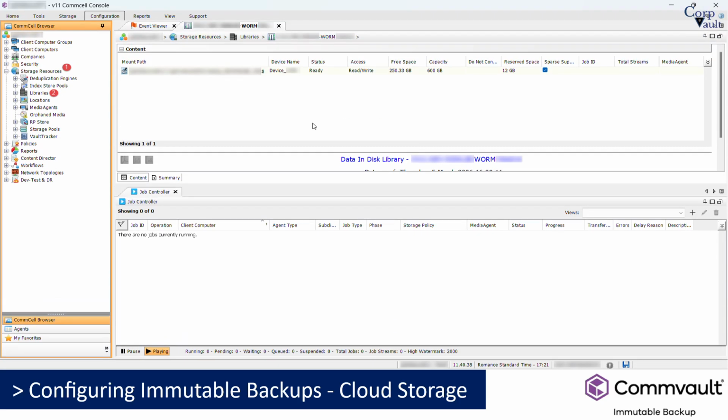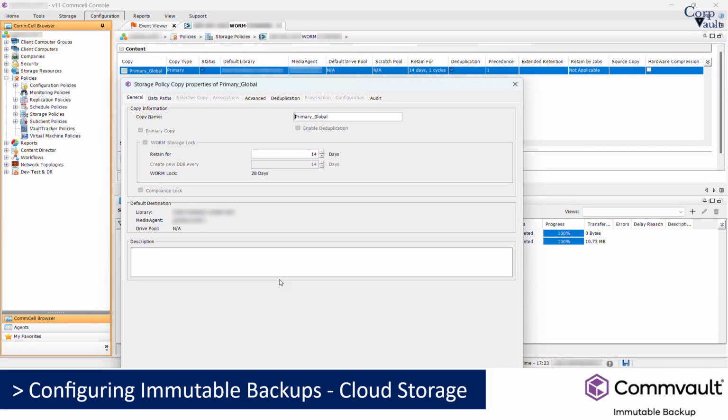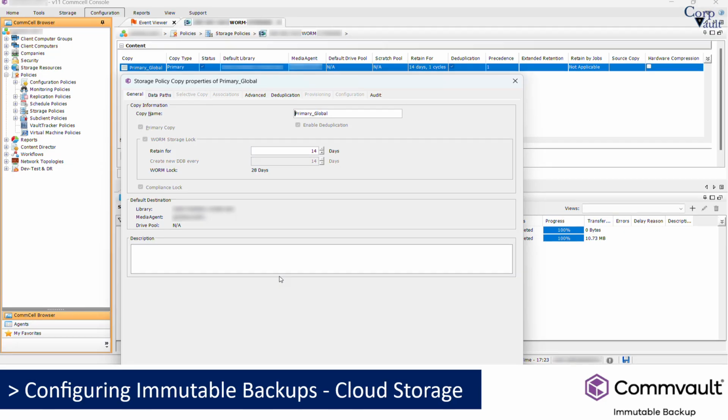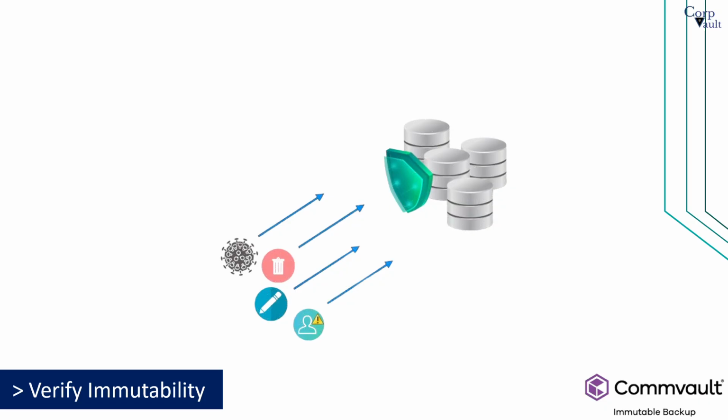You can create the cloud library using the CommCell console as well. After the library is created, it is time to associate a storage policy or plan. Create a deduplicated storage policy, and link the immutable storage to the required storage policy or plan. Once the storage policy is created, you can perform test backups and restores. Run backup jobs, and after that attempt restores, to verify data integrity and immutability.